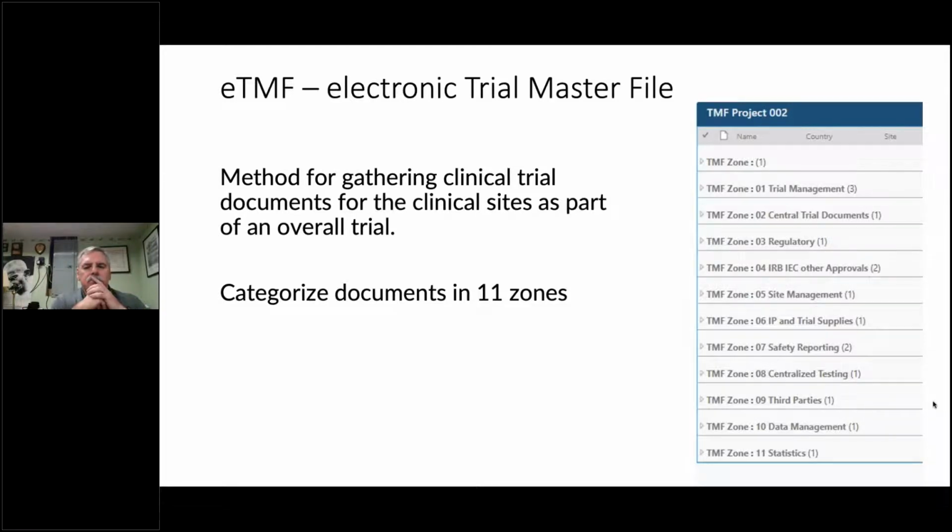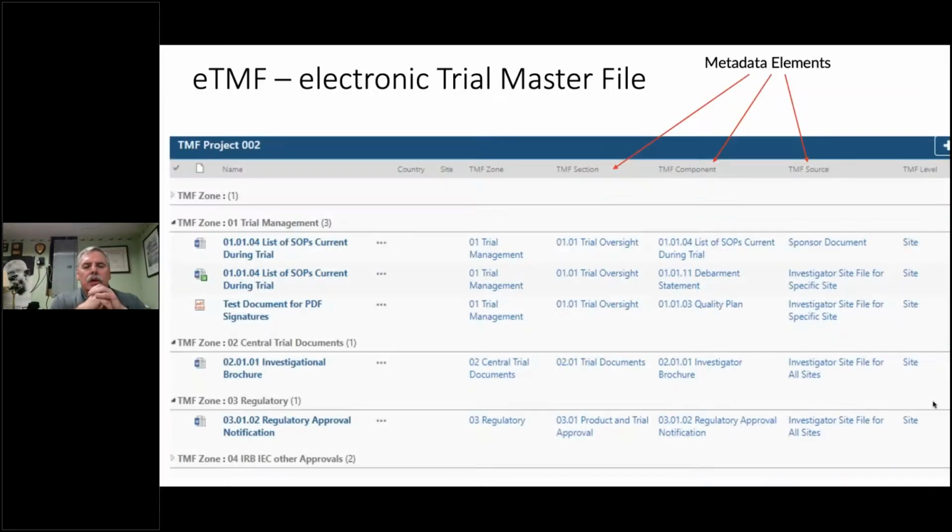Next slide, please. When I look at my trial master file, I want to ask, how do I look at all the different documents that are out there? Well, the TMF spec actually has a lot of this metadata defined for you. When you look at columns, in this case a SharePoint site that we're using, you'll see TMF section, TMF component, and TMF source, and under each of those columns you're going to see different data elements. That's some of the metadata.